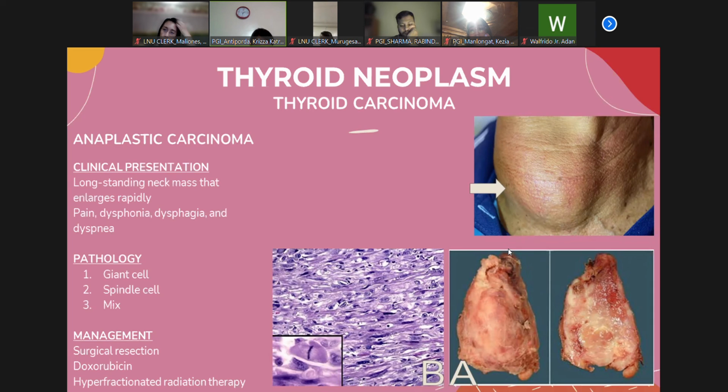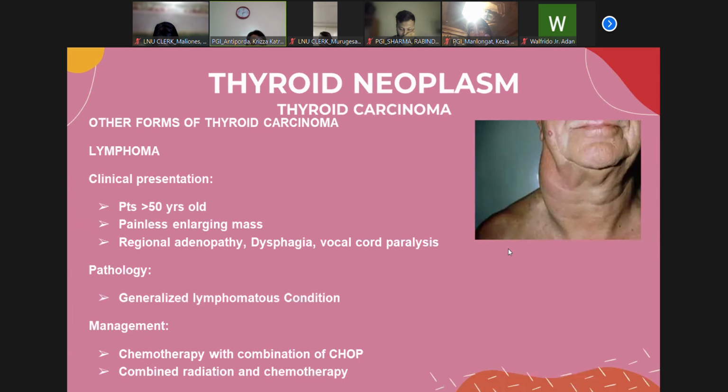Second one is spindle cells with sarcomatous appearance, and mixed spindle cells and giant cells. For the management, this case is usually extremely difficult and requires a multidisciplinary approach. Surgical resection may be considered if local regional disease can be resected with grossly negative margins. One current treatment protocol involves doxorubicin, hyperfractionated radiation therapy, and potential surgical debulking. Next slide, please.